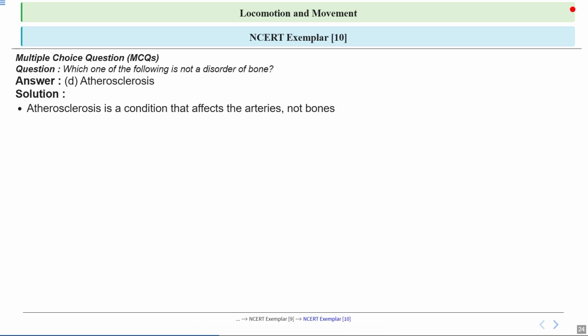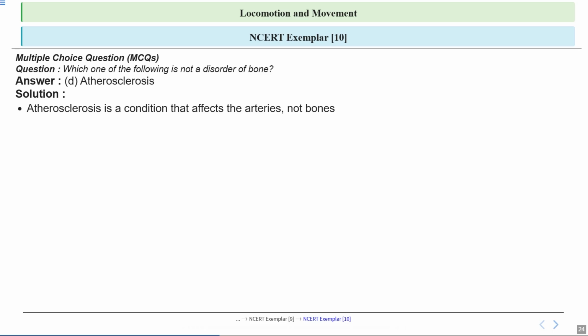Let's see the details. So, atherosclerosis is a condition where plaque made up of fat, cholesterol, and other substances builds up inside the arteries, making them narrow and hard, which can reduce blood flow and increase the risk of heart attacks, or we can say strokes. So, it affects the arteries, not the bones, as bones are made up of living tissue and they do not have the same type of lining or blood vessels that are involved in this process. So, that's why this is the correct option.